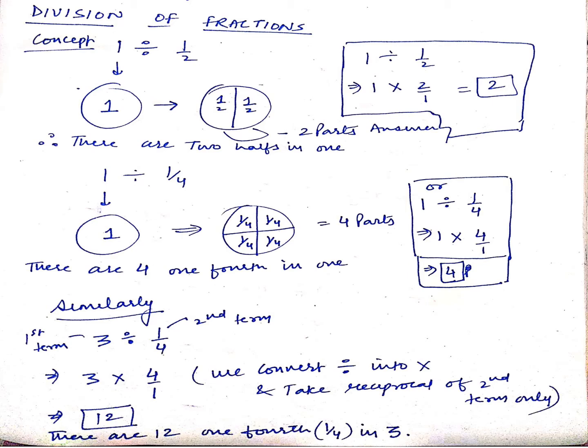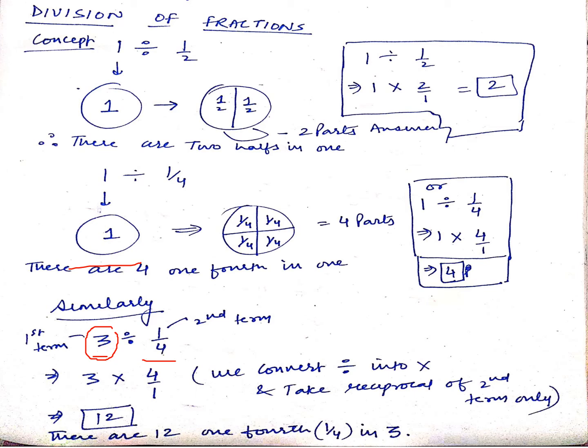Similarly, suppose you have the term 3 divided by 1 upon 4. This time you have to take 3 as the complete one. Earlier we had 1 as complete, now you have 3 as complete and divide by 1 upon 4. And you have to see how many parts are there in 3 which are equal to 1 upon 4. Let's see.